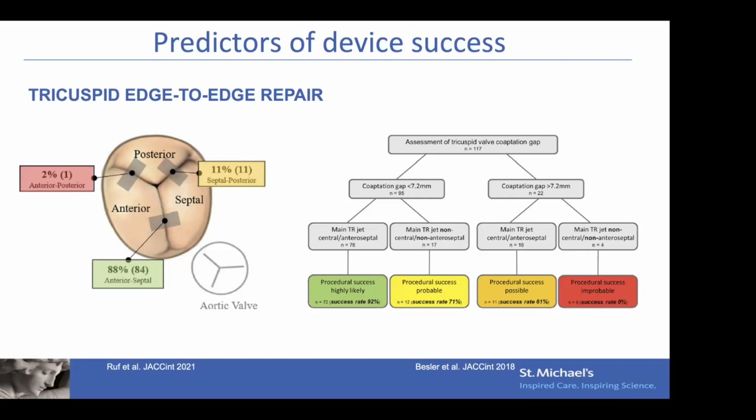In addition, the coaptation gap is very important. The wider the coaptation gap, obviously, the less likely we would be able to mate both leaflet edges. And finally, the tricuspid morphology, as mentioned before, is also important. The more complex the tricuspid valve morphology, the less attractive it becomes for edge-to-edge repair.